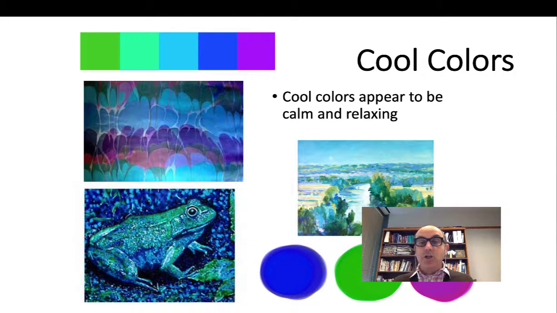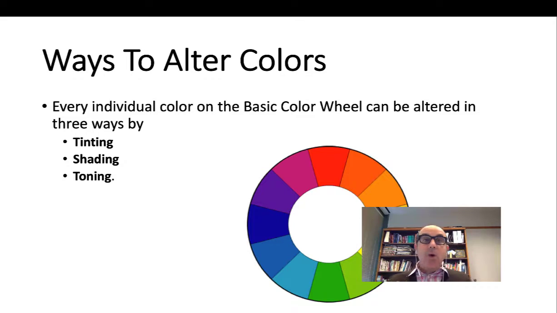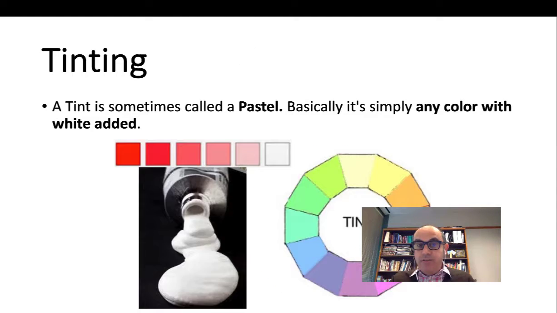Cold color usually consists of blue and green, and they're supposed to be more calm and relaxing. Ways to alter the colors: again, every individual color on the basic color wheel can be altered by thinning, shading, or tuning, and each of those techniques is acceptable based on what you want to achieve.